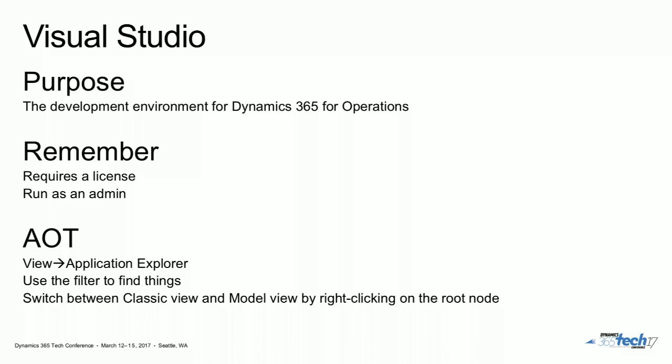The AOT is, again, under the View menu in Visual Studio, Application Explorer. The shortcut is Control E, and there's a filter where you can type at the top; use that to find whatever you need to find. As long as you don't have a filter entered, you can right-click on where it says AOT and switch from classic view, which is the resource types, classes, tables, user interface, and then forms under that, a couple levels of a tree, to model view. It'll show you in the model view, and then you open up Tech Conference, and there'll be classes and forms and all that stuff.